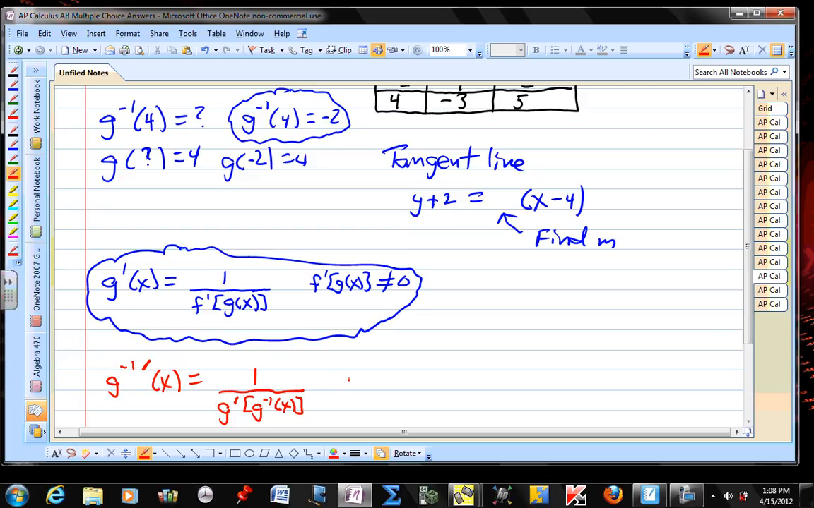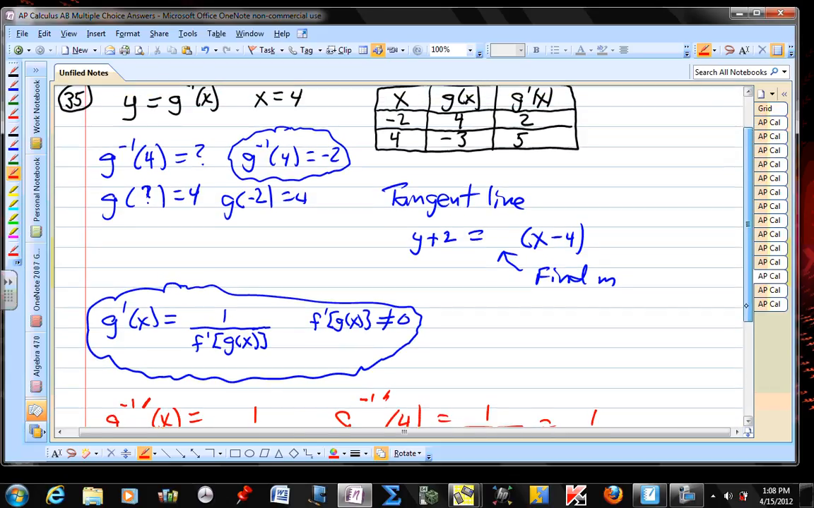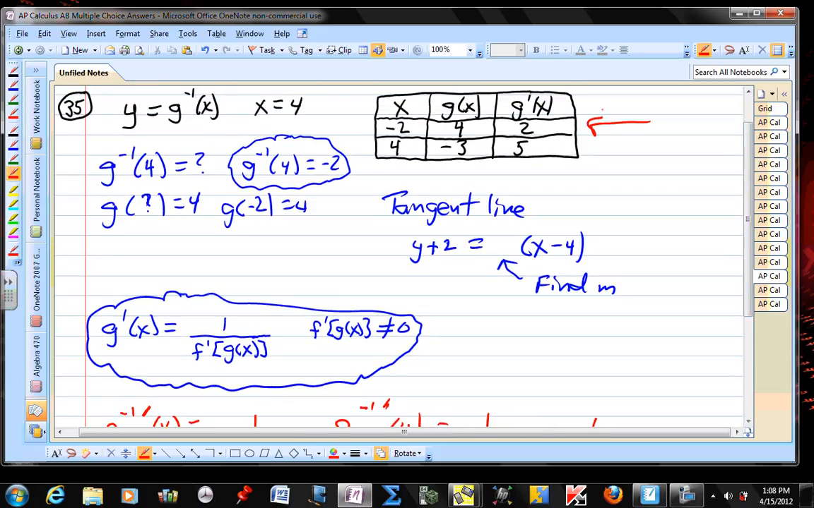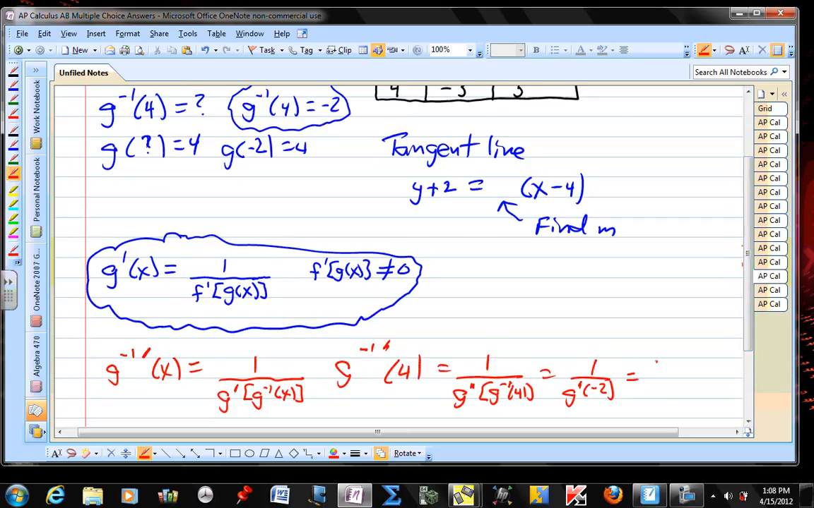So in this case, we're going to say that the derivative of g inverse at 4 is going to be 1 over g prime of g inverse of 4. But we found that g inverse of 4 is negative 2. So it's going to be 1 over g prime of negative 2. And g prime of negative 2, you can see in the table, is a positive 2. So the slope of our tangent line equation is 1/2.